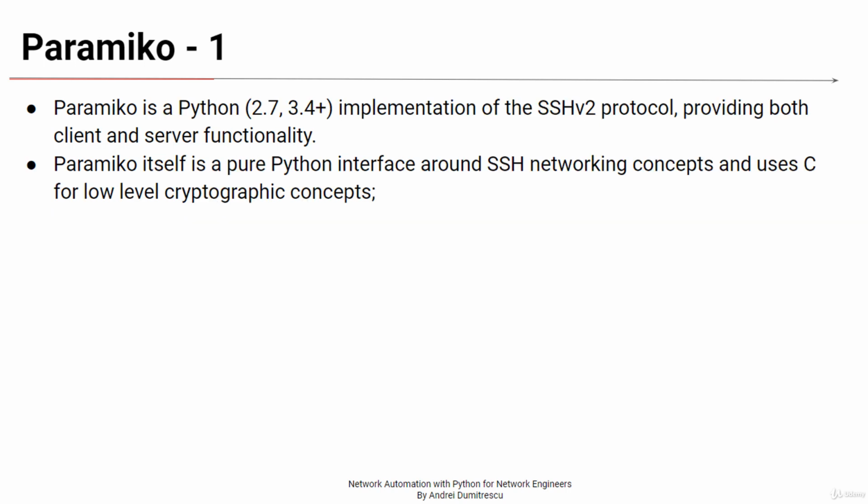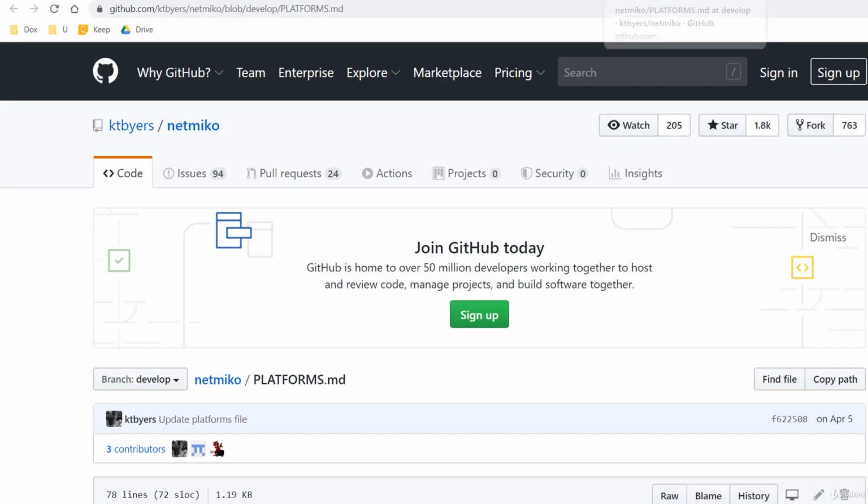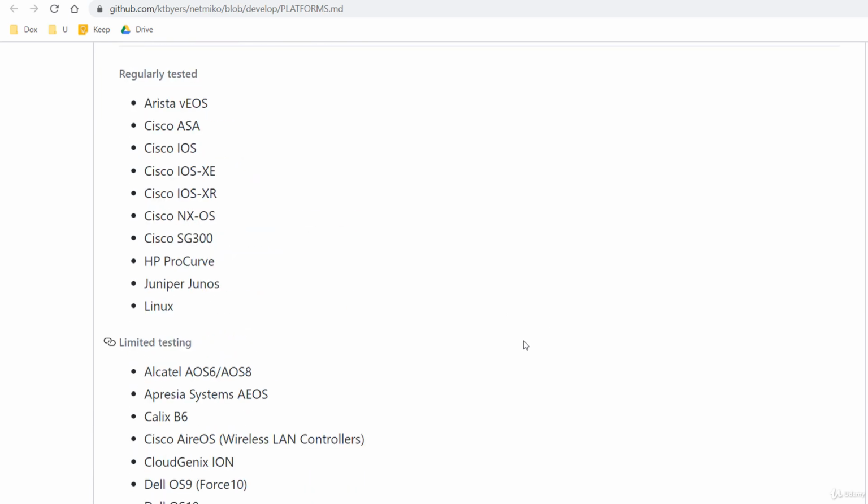Paramiko can be used to communicate with any device that supports SSH. If you can connect to a device or to a server using SSH, for example using PuTTY, then you can use Python and Paramiko as well. On the other hand, although Netmiko is easier to use than Paramiko, it supports only some devices. It supports, however, the most important and used vendors.